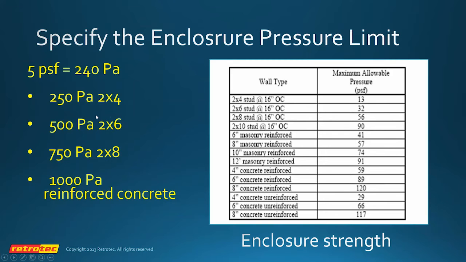The rule of thumb that I use for a 2x4 wall is that it easily will handle 250 pascals, which is about 5 PSF, and a 2x6 wall easily handles 500 pascals, a 2x8 wall, 750 pascals. The enclosure that we tested was, I think, 2x8s, and we had it up to around 1,500 pascals. In spite of the fact that you could see the walls move, we never broke anything. And when you get to reinforced concrete, they'll easily handle 1,000 pascals.